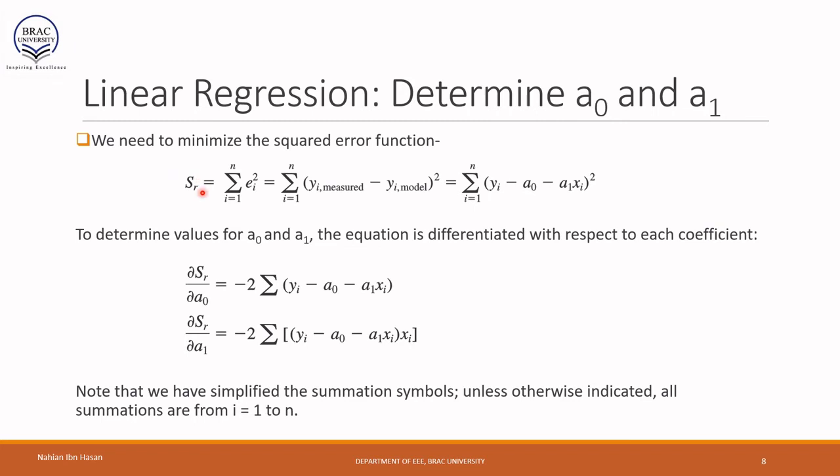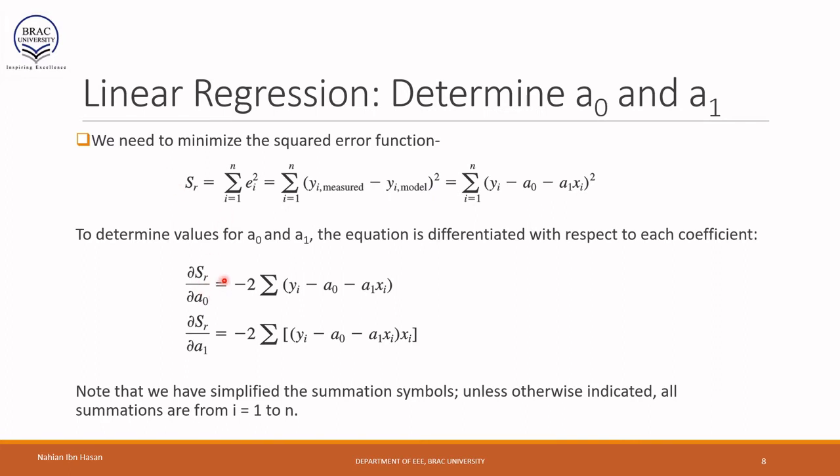So how can we actually minimize this? To get the best fit curve, we need to find these two values, a0 and a1. These are the two parameters of the fitted straight line. a0 is the intercept on the y-axis of the straight line, and a1 is the slope of the fitted straight line. To determine these two values, a0 and a1, we want to differentiate this SR term.